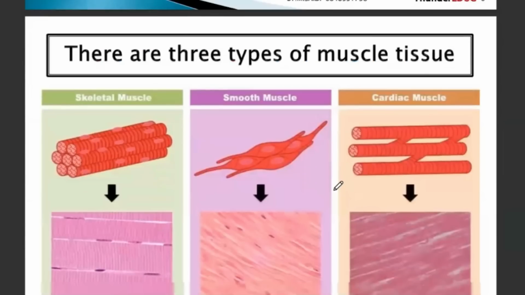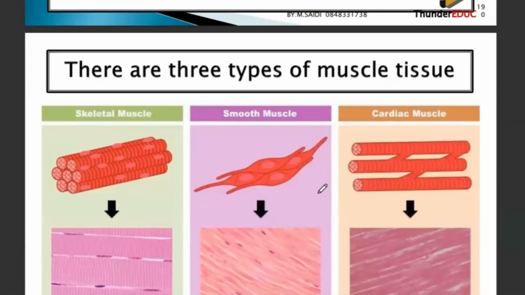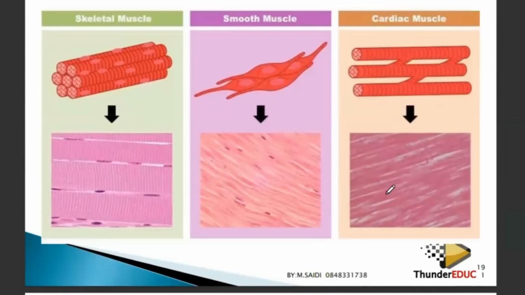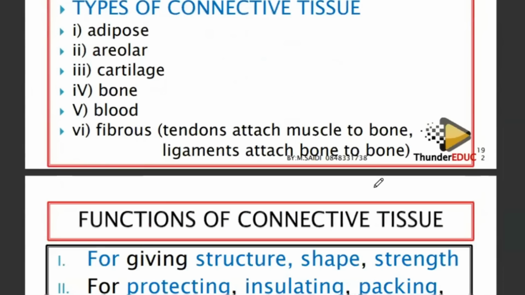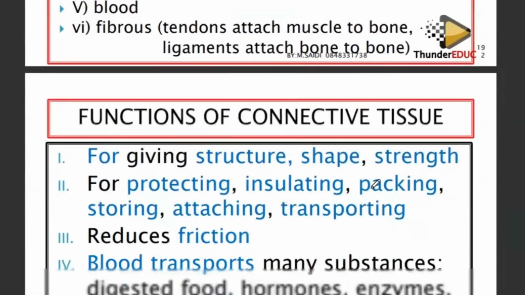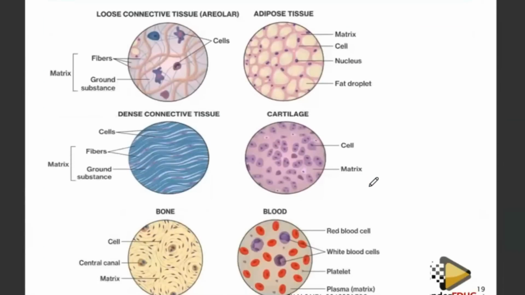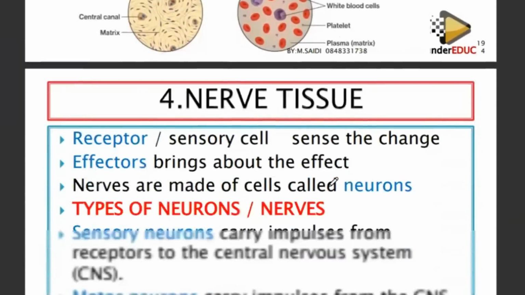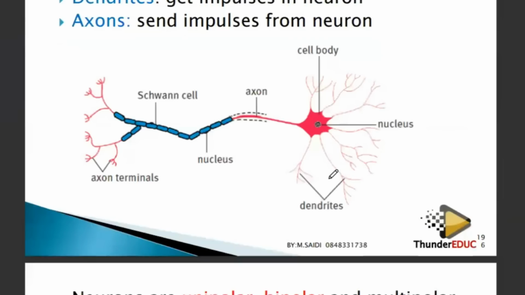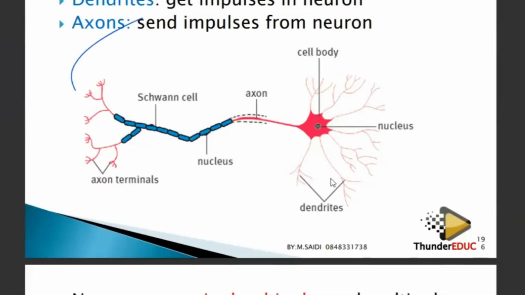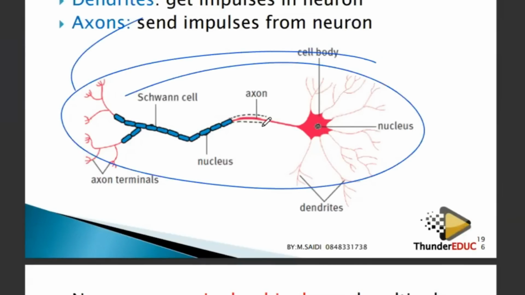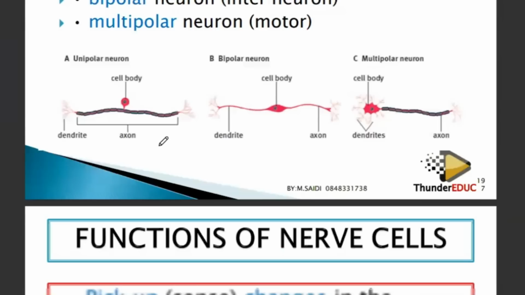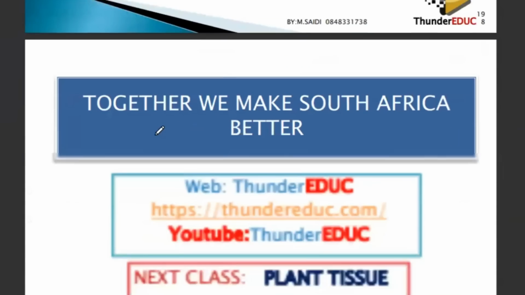And then you need to know how to identify them. This is what? Skeletal muscle, smooth muscle, cardiac muscle. When they draw them, you have to know how to identify them. Connective tissues, also you have to know how to identify these if they bring them. A neuron, we also like to bring a neuron. I don't know why, but maybe because we bring this neuron again in grade 12. So please also make sure you know it.